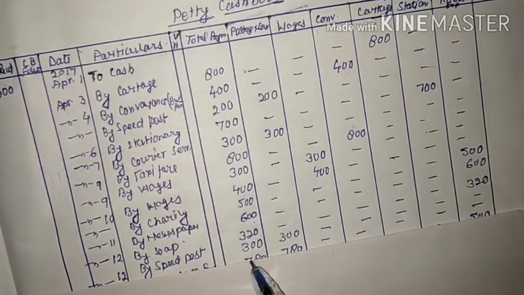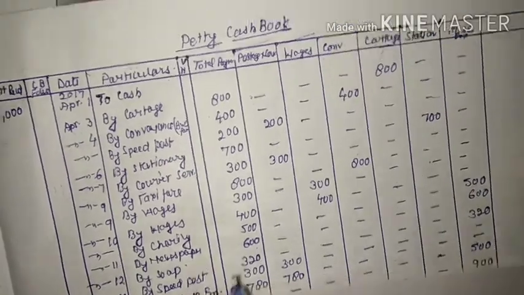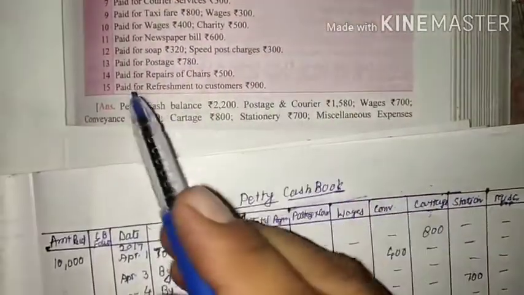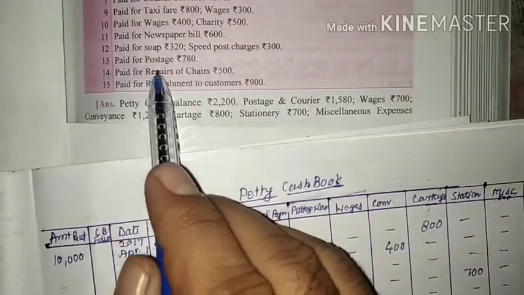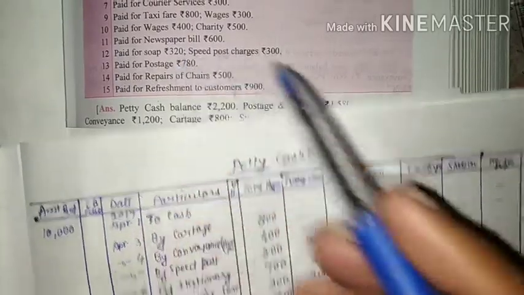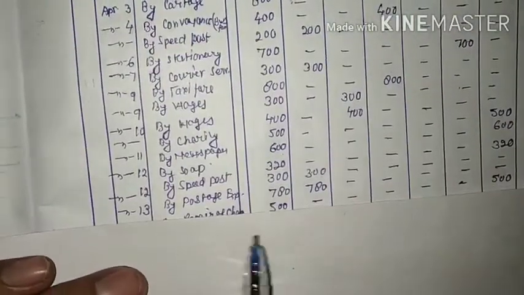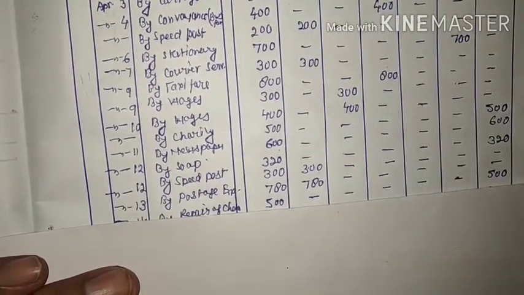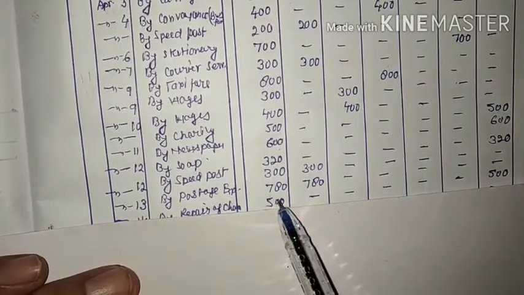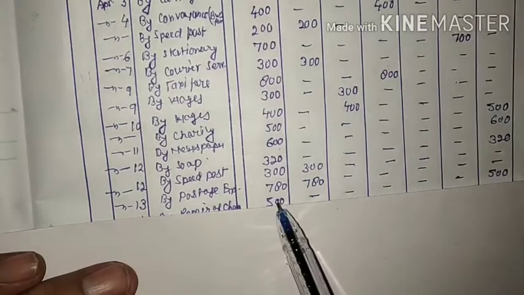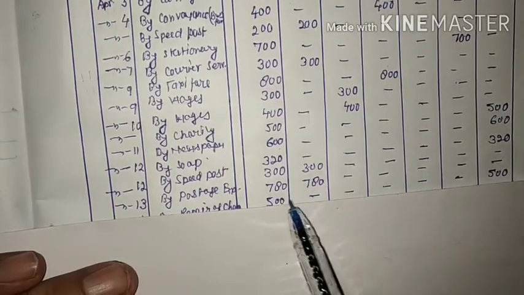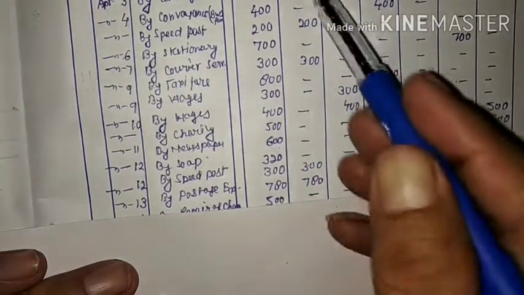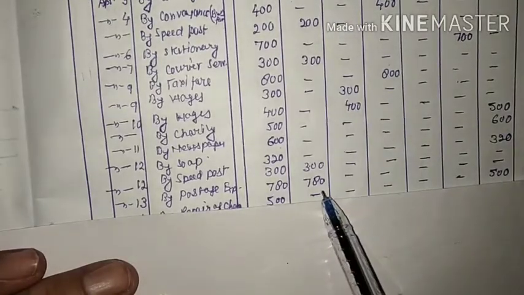Okay, speed post we can keep in postage and courier, so it has to be shown in this column. Then after the 12th comes the 13th, paid for postage 780. On the 13th, postage 780 is paid. For postage there is a separate column here, so 780 will be shown here.